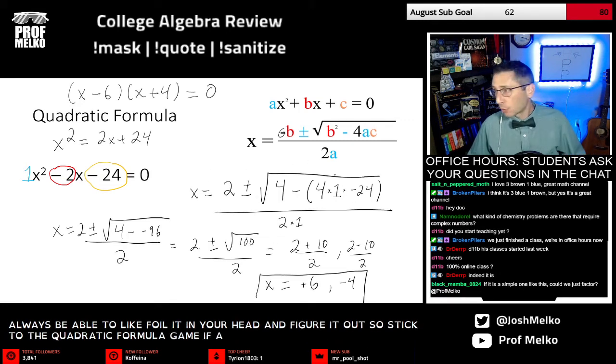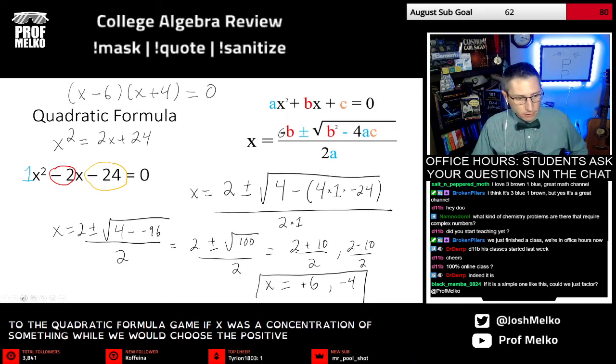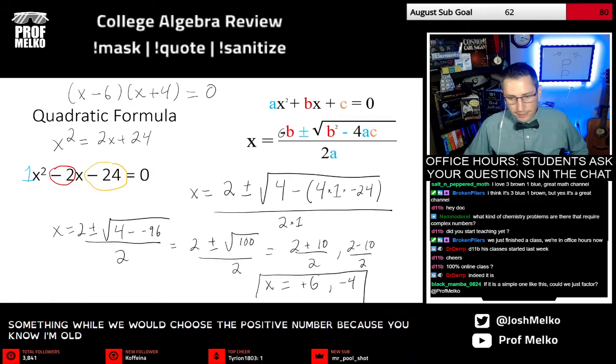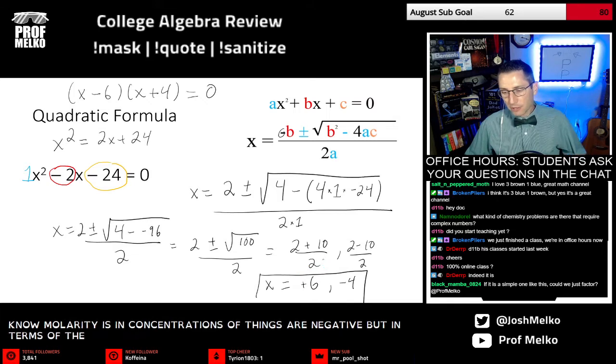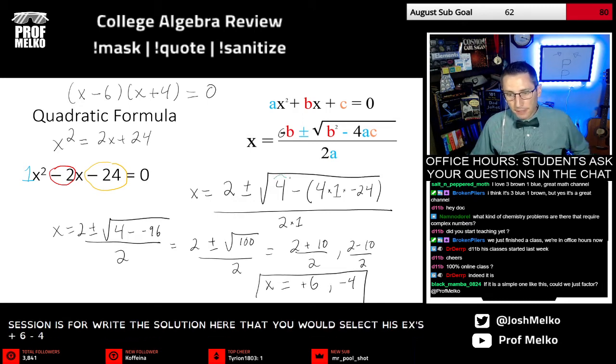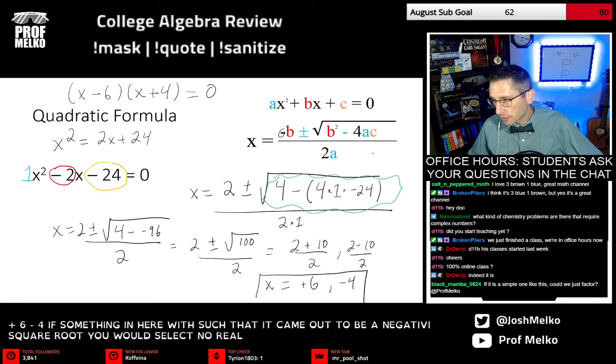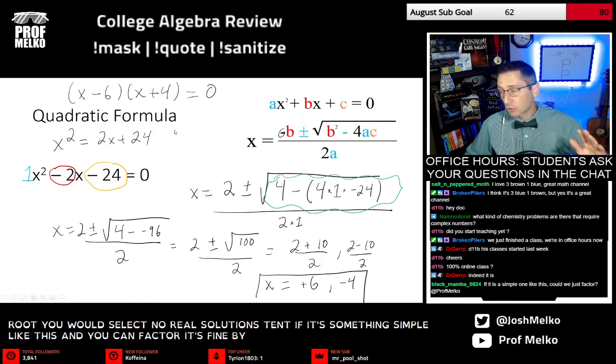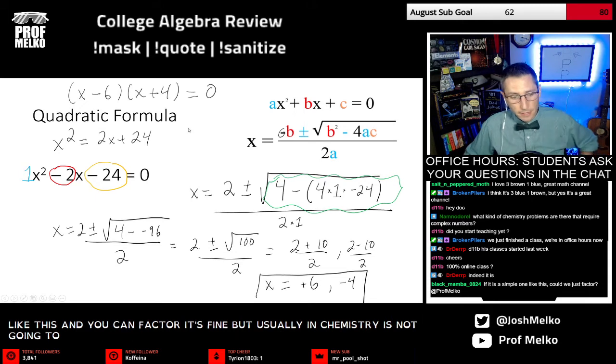Okay, if x was a concentration of something, well, we would choose the positive number because molarities and concentrations of things aren't negative. Okay, but in terms of the math quiz that you're about to take, that this review session is for, right? The solution here that you would select is x is plus 6 and minus 4. If something in here was such that it came out to be a negative square root, you would select no real solutions. Okay, if it's something simpler like this and you can factor it, fine, but usually in chemistry it's not going to be the case.